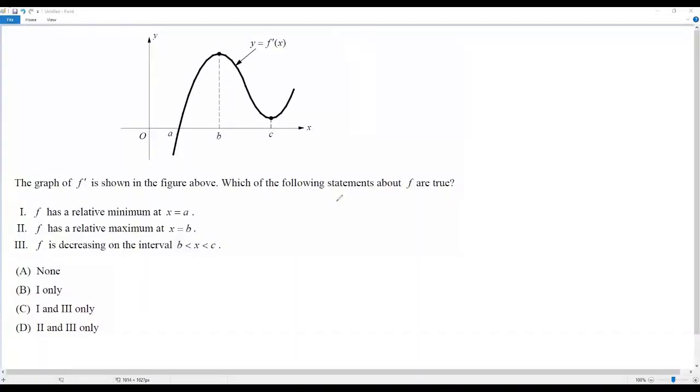Here we have an AP Calculus AB problem. Okay, let's go to the question. The graph of f prime is shown in the figure above. Which of the following statements about f are true?